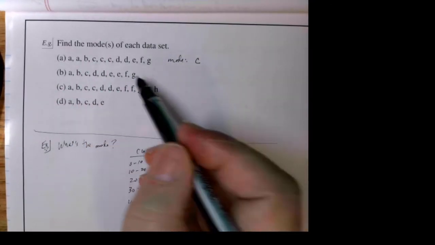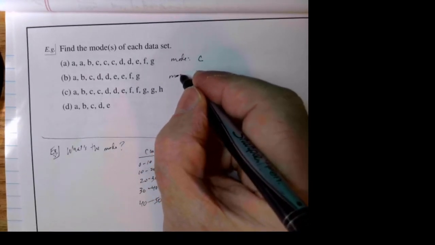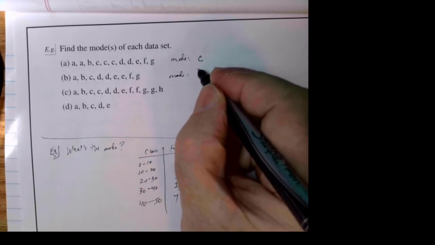What about part B here? A, B, C, two D's, two E's, F, and G. So here you would say the mode is, no, not B. Really, you would say the modes are D and E, and call this data bimodal.